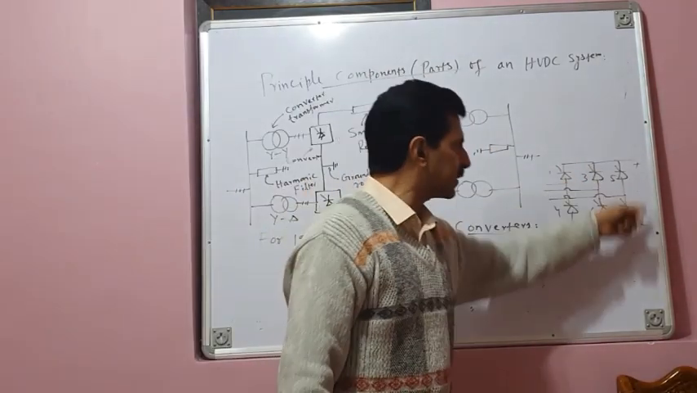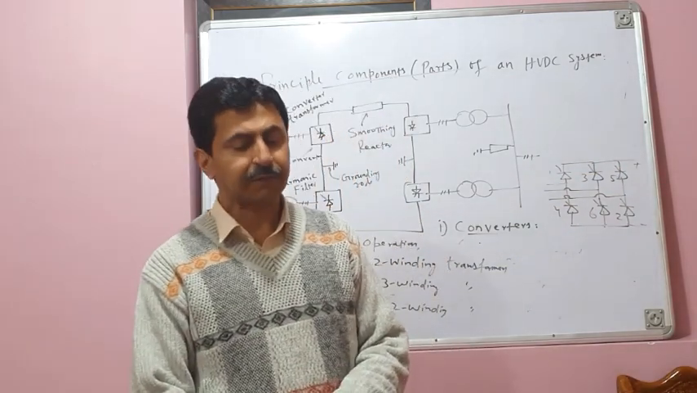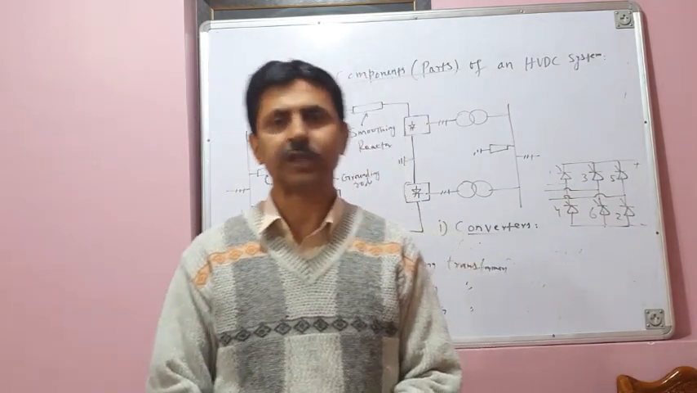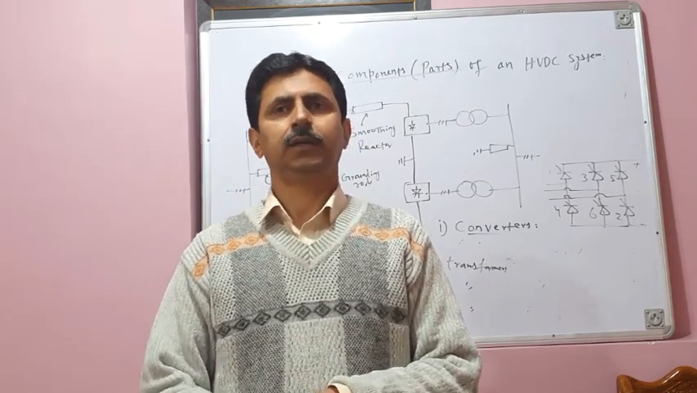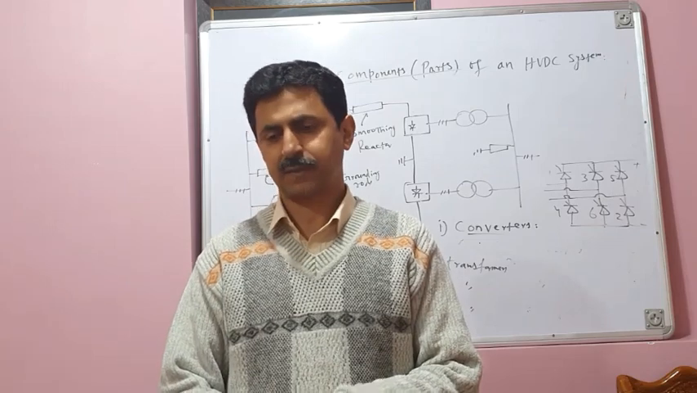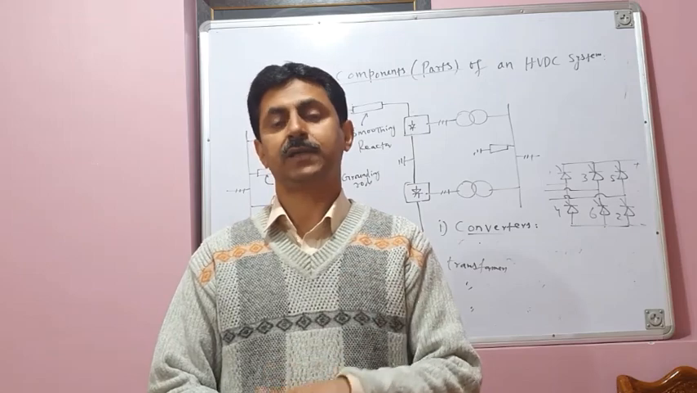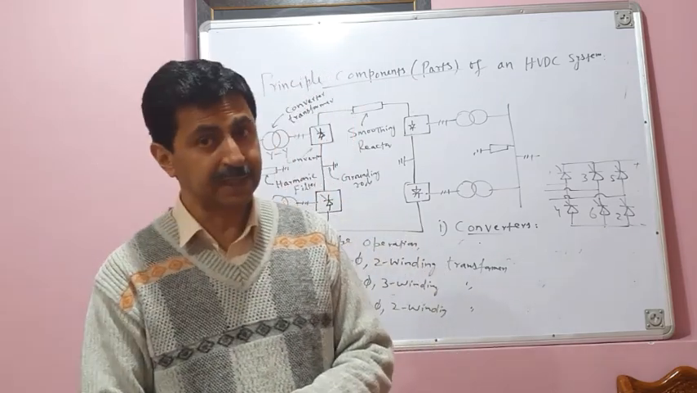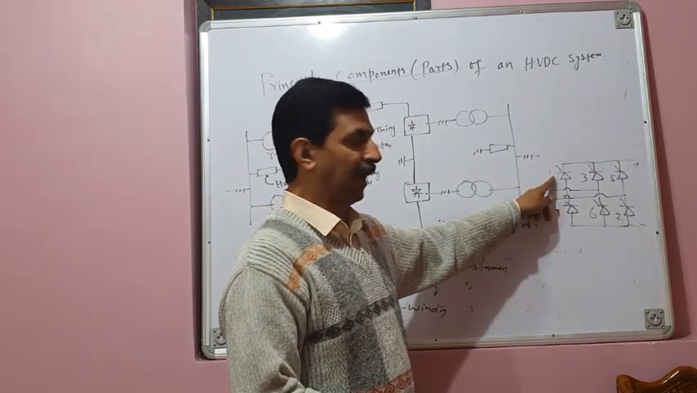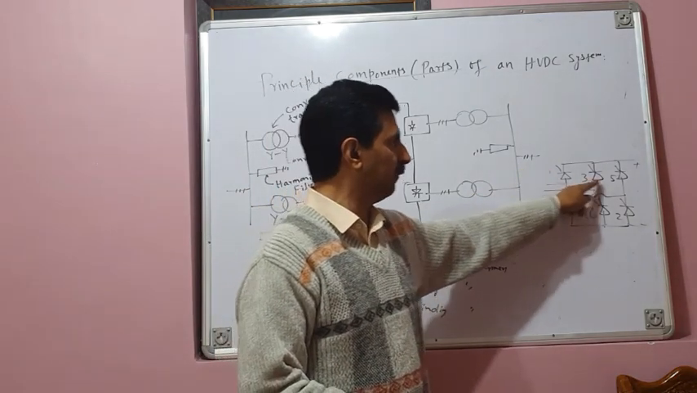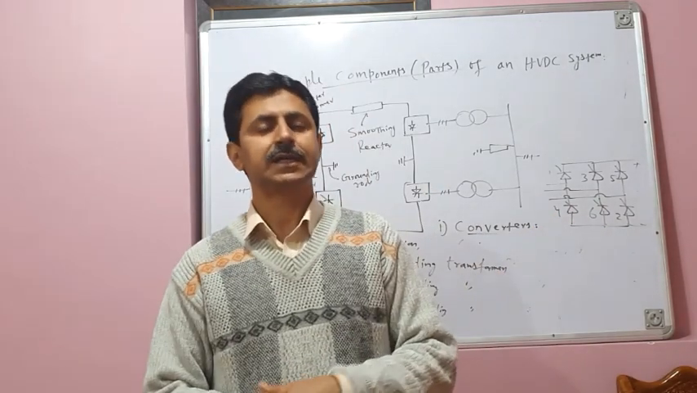So how many thyristors do you need? 3 plus 3, 6 thyristors. But when I say 6 thyristors, I am technically wrong. In a 3-phase 6-pulse bridge converter, the most appropriate term is valve. Instead of the word thyristor, I should use the word valve. I use 6 valves: valve 1, valve 3, valve 5, valve 2, valve 4, valve 6. Total number of valves is 6.